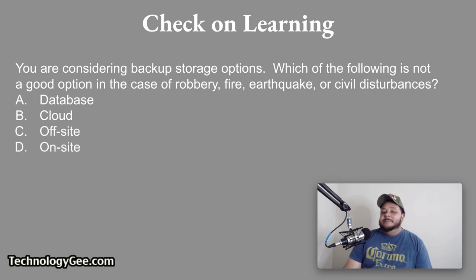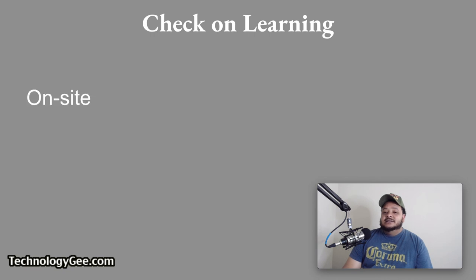So you're considering backup storage options. Which of the following is not a good option in the case of a robbery, fire, earthquake, or some type of civil disturbance? The correct answer would be on-site. That means you are keeping the information on-site or on-premises, next to you. So if an earthquake happens, there's a riot outside, a robbery or a fire, guess what? Somebody or Mother Nature can go in there and just damage all of your data, and now you are potentially SOL.